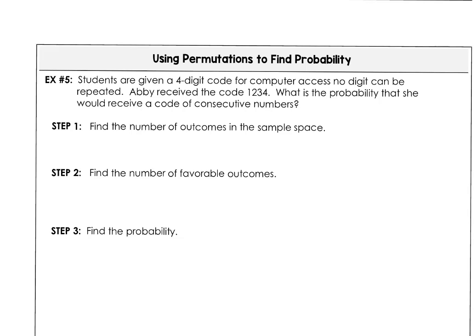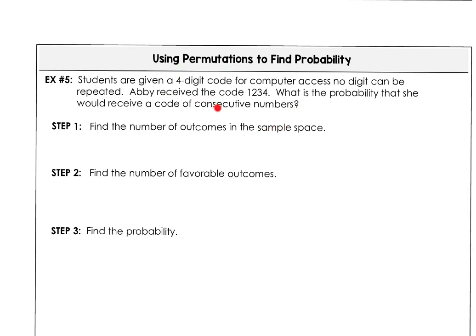Now in example 5, we see students are given a 4-digit code for computer access. No digit can be repeated. Abby received the code 1234. We want to know the probability that she would receive a code of consecutive numbers. So let's think about this.